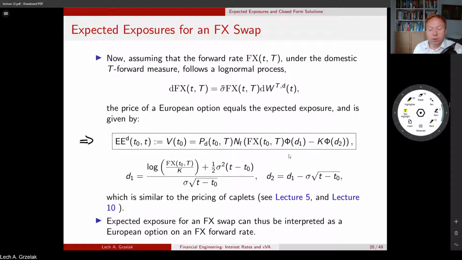So you see, the further we go in this course, we are actually reaching the end of this course. More and more materials discussed in the previous lectures will need to be reused in order to arrive at the expected exposures and also ultimately at the xVA and also VaR or expected shortfall.